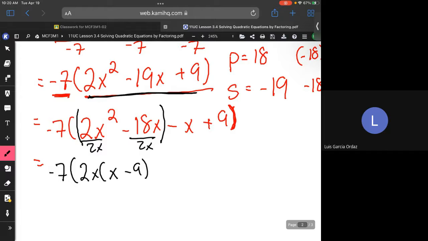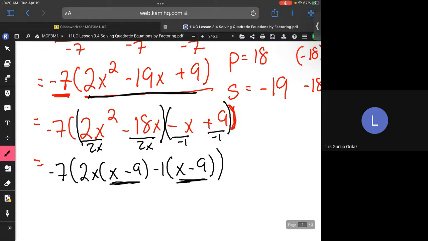Now let's look at my second one. Negative x and positive 9. What's the greatest common factor? Negative 1. So divide everything by negative 1. And what's left in my bracket? Perfect. So now, as you can notice, my brackets are the same. So what's my fully factored equation going to be? Would it be negative 7x bracket 2x minus 1 and then bracket x minus 9? Well, not negative 7x, just negative 7, right? Oh yeah, negative 7. Okay.